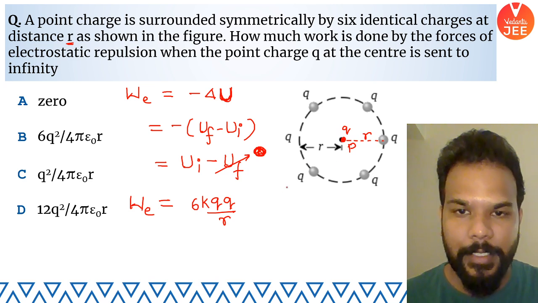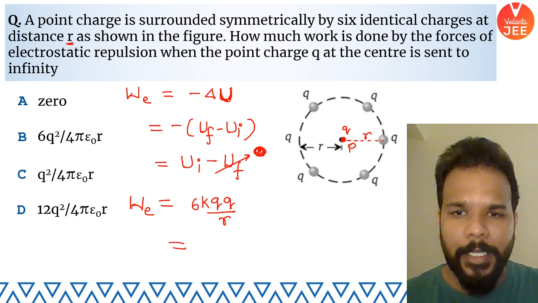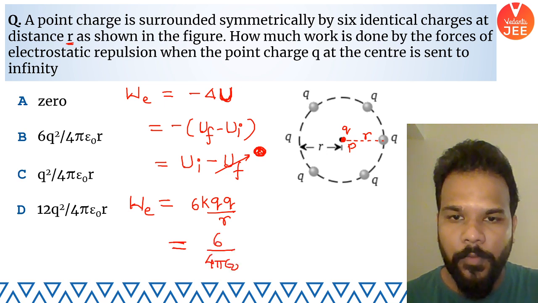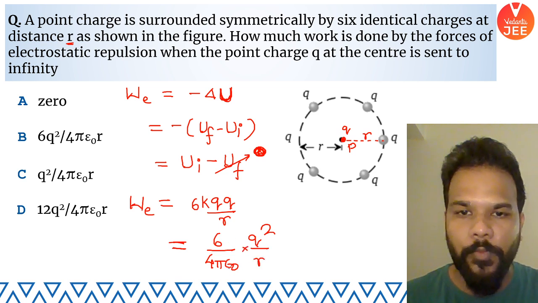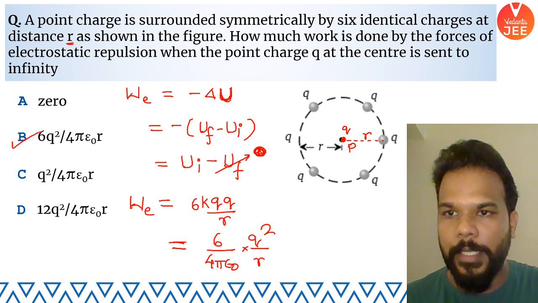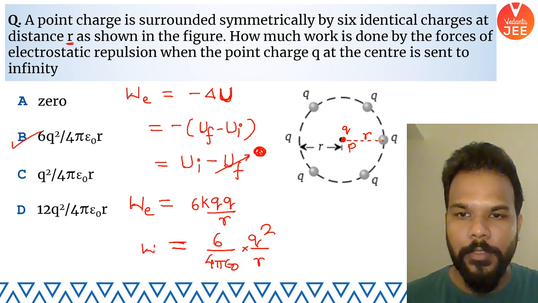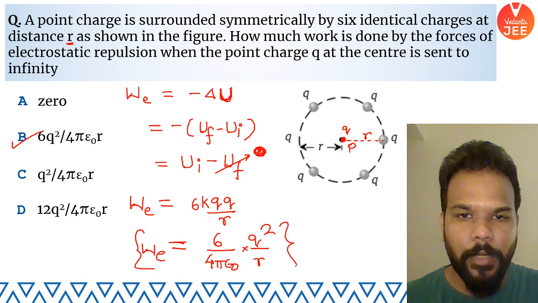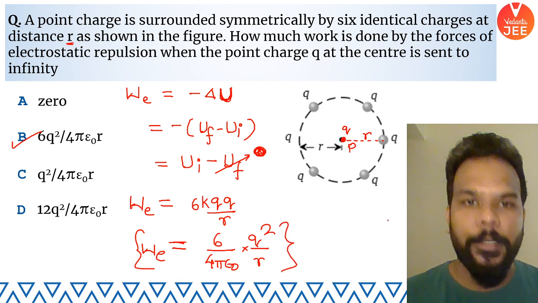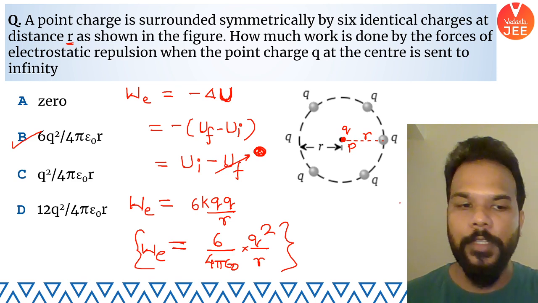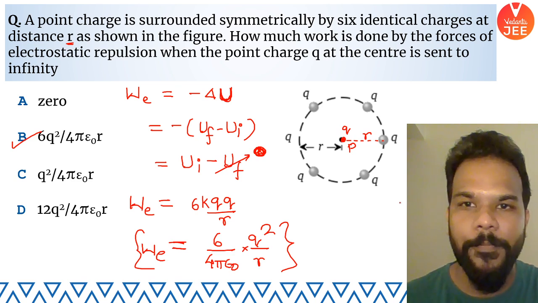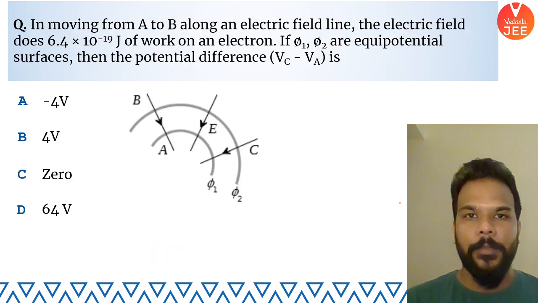So guys, as per the options, let's write k as 1 upon 4 pi epsilon naught, q into q is q square by r. So it is 6q square upon 4 pi epsilon naught r, and looks like the correct answer is option B. So that much amount of work is required by the electrostatic forces of repulsion in order to send the charge from the center of the circle to infinity. Okay, cool. Now, next one, guys.